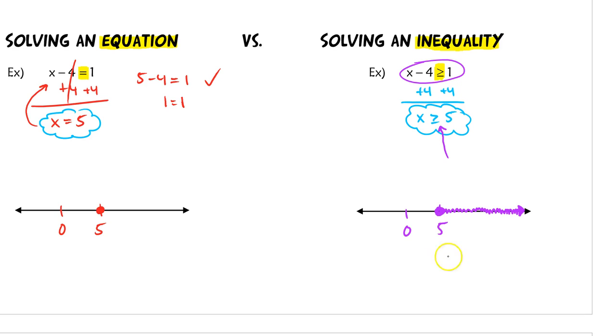So this has many solutions, right? Many solutions here, which we can say an infinite number of solutions. Whereas over here, we only had one unique solution to this equation. It was only x equal to 5.